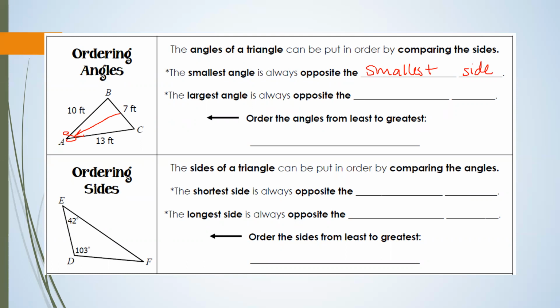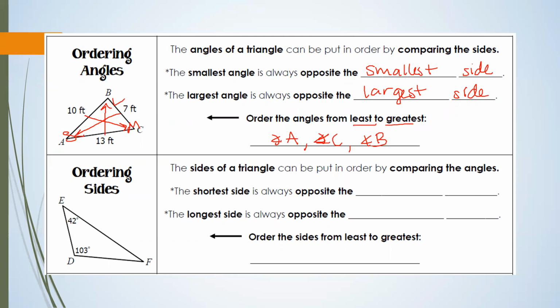or smallest angle. The largest angle will be opposite the longest or largest side. So the largest side here is 13, so the angle opposite that is angle B. That's my largest angle, meaning C has to be the medium. Because 10 is the medium side, C would be the medium angle. So if I wanted to list the angles in order from least to greatest, I would say angle A, angle C, angle B. A is the smallest, C is the medium, and angle B is the largest.